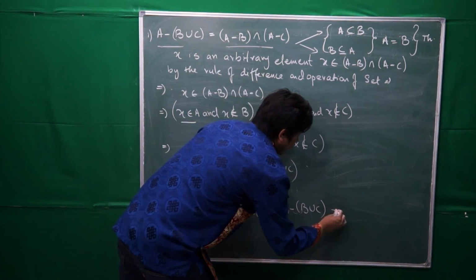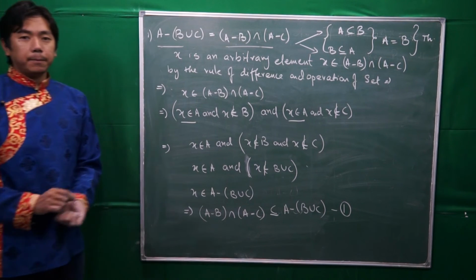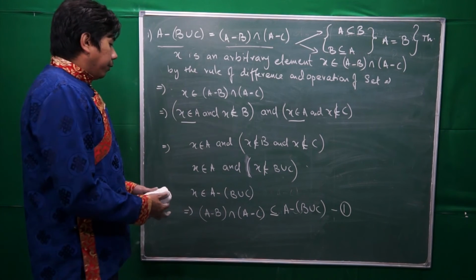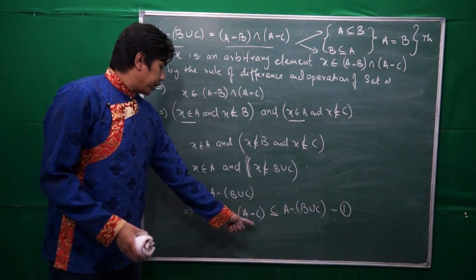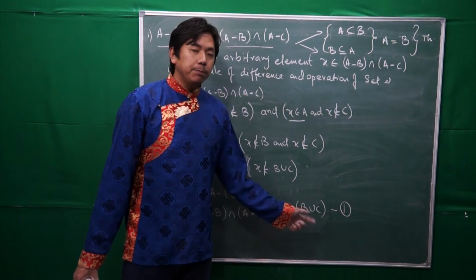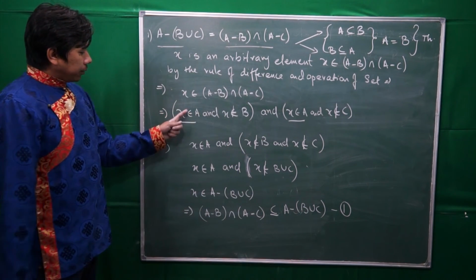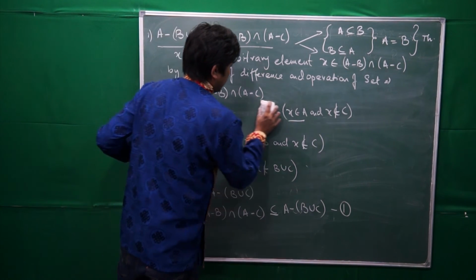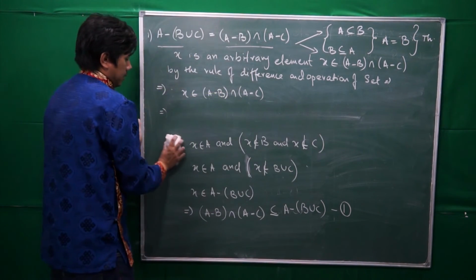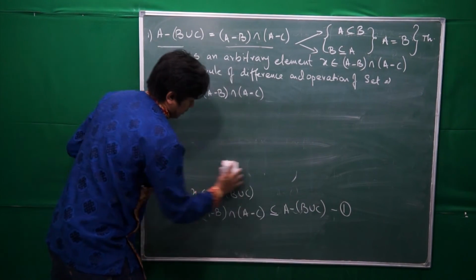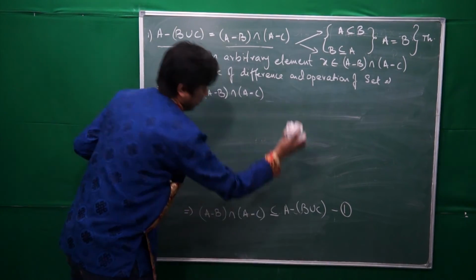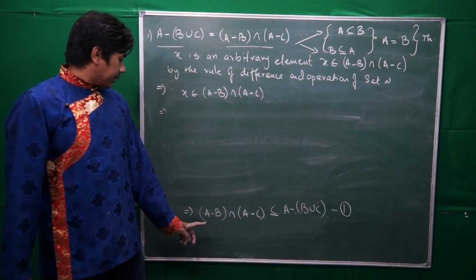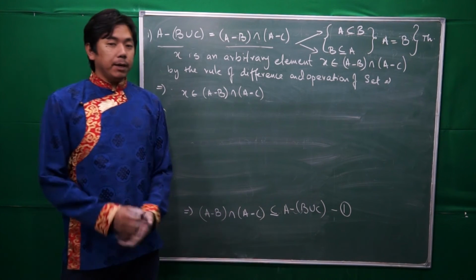Now this is my equation number 1. For equation number 1, A minus B intersection A minus C is a subset of A minus B union C. Similarly, through this method, we'll be proving that A minus B union C would be a subset of A minus B intersection A minus C.